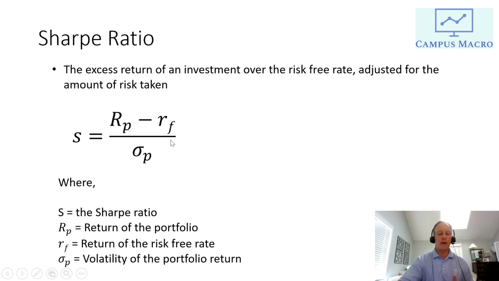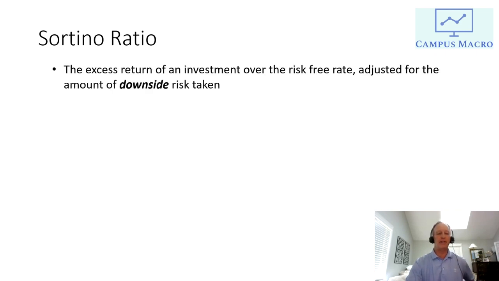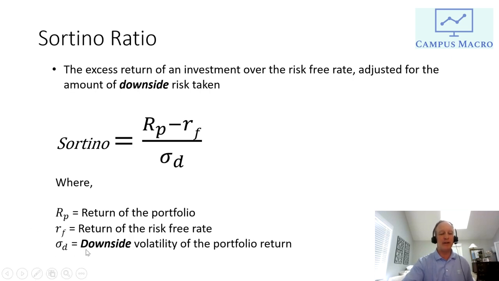Now, there are some investors who say, well, the standard deviation isn't a good measure because sometimes there's good volatility there. When you get a real big jump upwards in the return, you shouldn't be punished for that in your calculation. So they've come up with this Sortino ratio, and a lot of hedge funds like to use this number as well. This is the excess return of an investment over the risk-free rate, just like we did before. It's adjusted for the amount of downside risk taken. So it looks very similar, but this time the standard deviation number is going to be the downside volatility of the portfolio return. So we'll show you how we calculate that as we go through this in Excel.